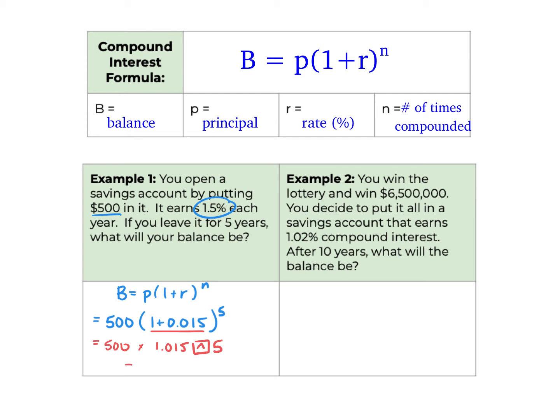Now, what I got after plugging that in was a long number, but we're going to round since it's money. So rounded, it would be $538.64. So since this is the first example we're doing, let's talk about that answer.